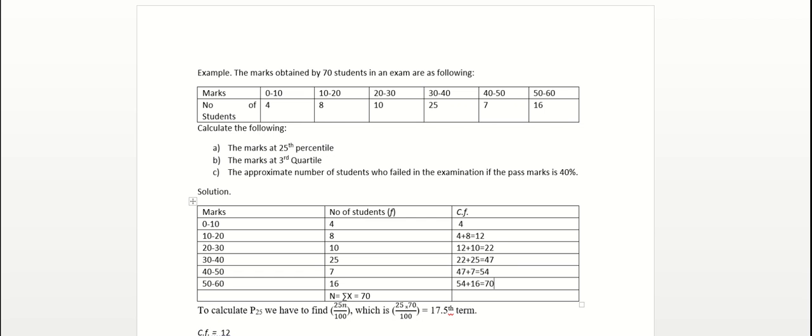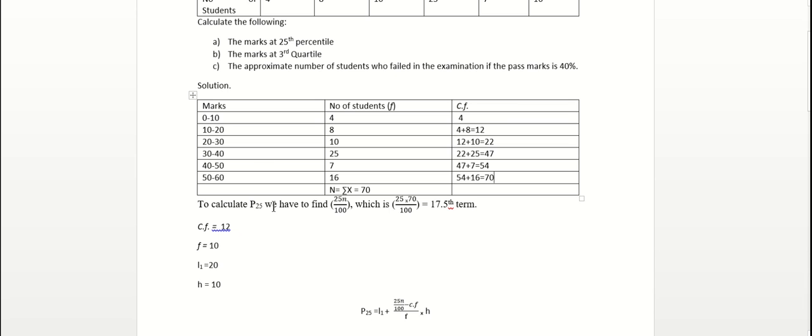Now I have to calculate these three things which are given in the question. First, I need to calculate the 25th percentile. To calculate P25, the formula we apply is 25n upon 100. Why are we using 100 in the denominator? Because we are calculating a percentile, and a percentile divides the whole data into 100 parts. So it becomes 25 into 70 by 100, which comes to the 17.5th term.